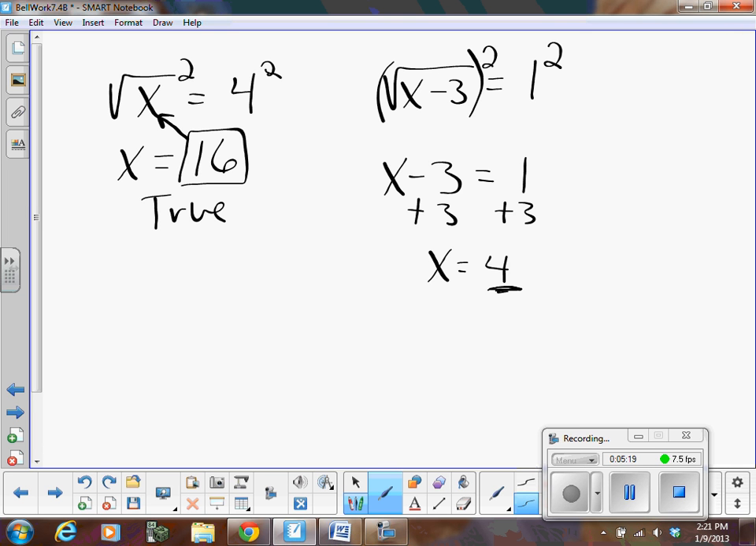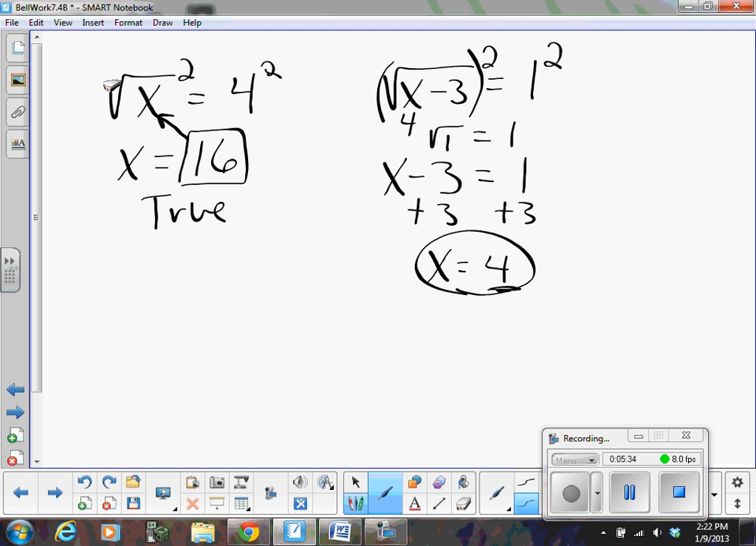Now, take your answer, 4, and make sure you go back to your original problem, so you're going to plug the 4 back in. 4 minus 3 is 1. The square root of 1 equals 1, so that is a solution. Now, sometimes you're going to get answers that when you plug them back in, they won't work. If the answer does not work when you plug it back in, you get no solution.